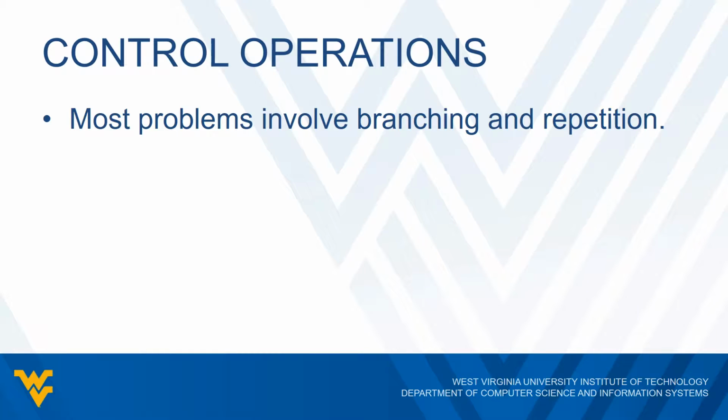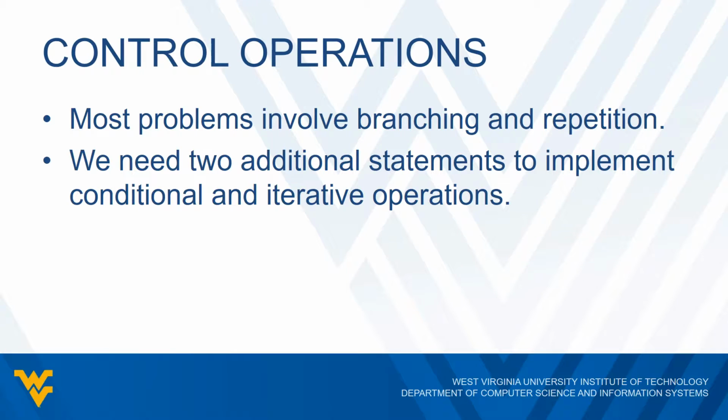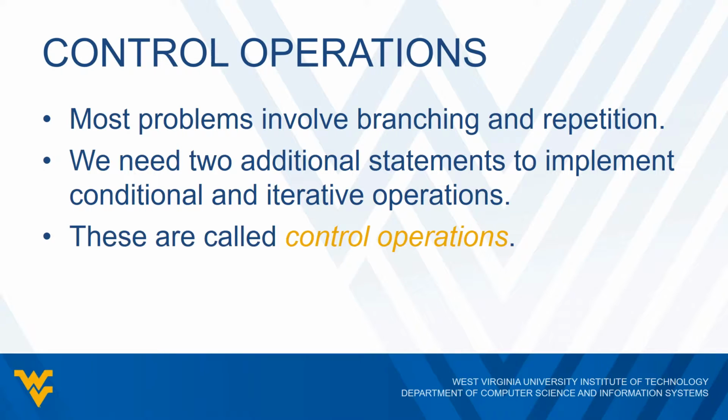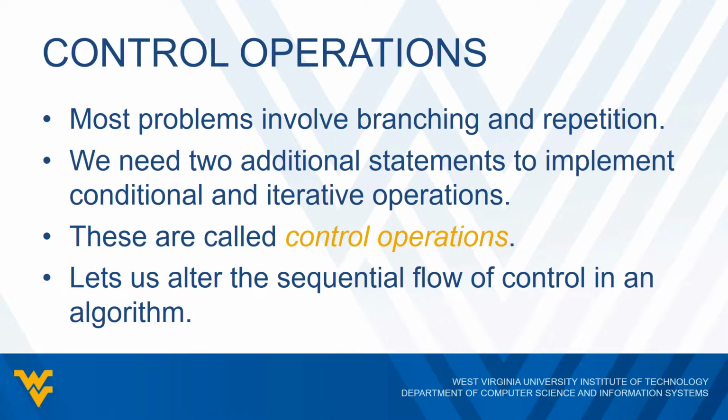So since most problems do involve branching, as in picking different options or repeating different lines of code, we need some additional statements if we want to implement conditional and iterative operations. These are what we call control operations, and they simply let us change the sequential flow of control. Instead of just going from start to finish and executing one line of code at a time, we have options such as repeating a set of lines or picking a set of instructions to skip over to. So it allows us to change that sequential flow of control.